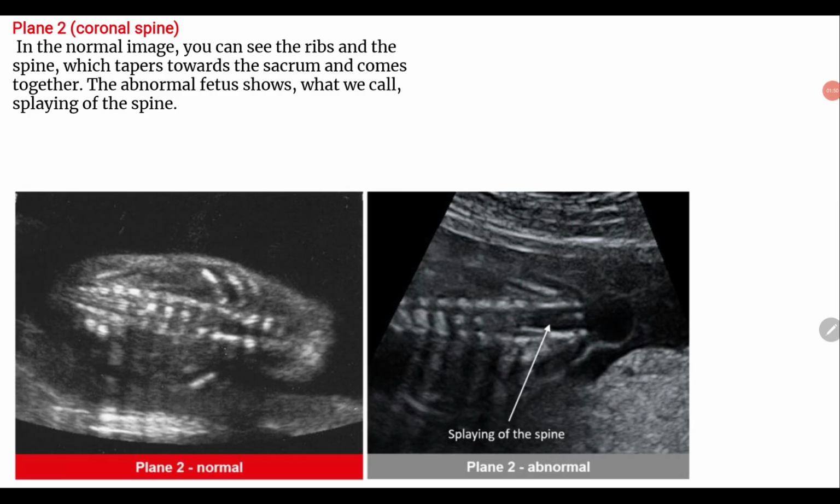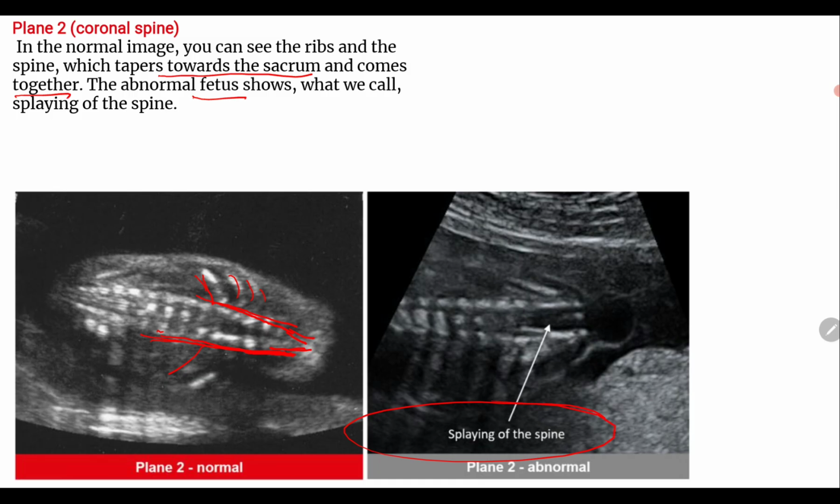The second plane in the spine is your coronal spine. In the normal image you can see the ribs and the spine. The ribs and the spine gradually taper at the end, that is, tapering of the end toward the sacrum, and come together. In the normal image, the ribs and the spinal end gradually taper toward the sacrum.